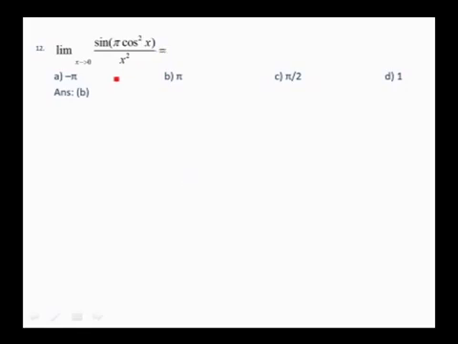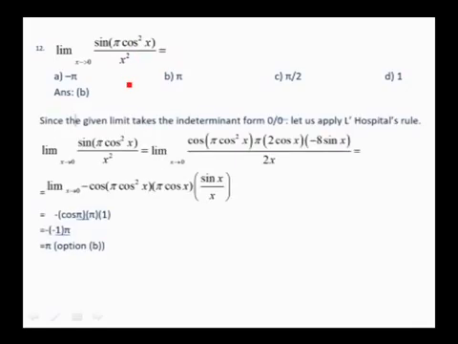Limit of sin pi cos square x over x square. As x tends to 0, you find that this is sin pi, cos 0 is 1, sin pi is 0, and the denominator is also 0. So it takes the indeterminate form 0 by 0. So let us try to apply L'Hopital's rule. Sin pi cos square x over x square is equal to limit x tending to 0. Differentiate the numerator separately. Sin of something, cos pi cos square x. You have to differentiate pi cos square x: pi into, for cos square x, 2 cos x into minus sin x.